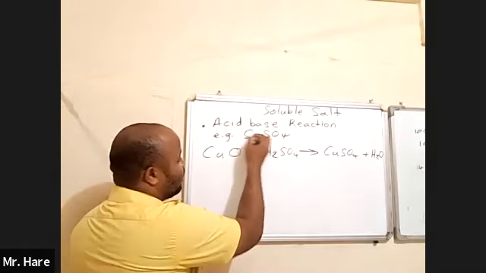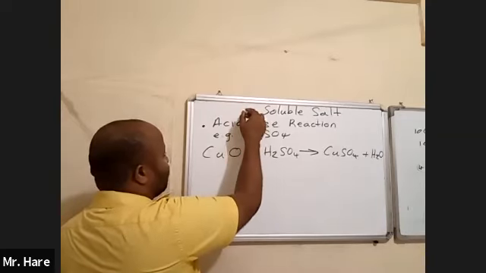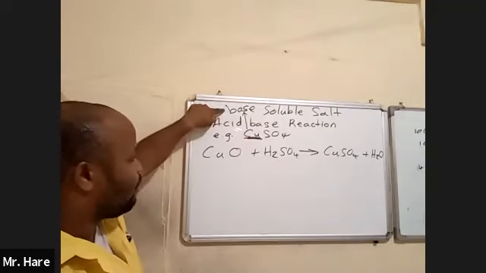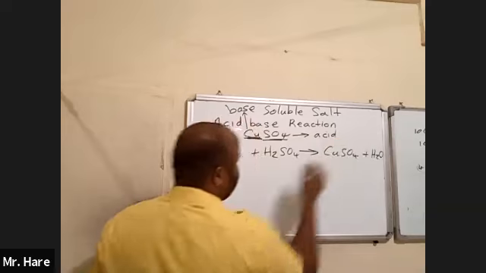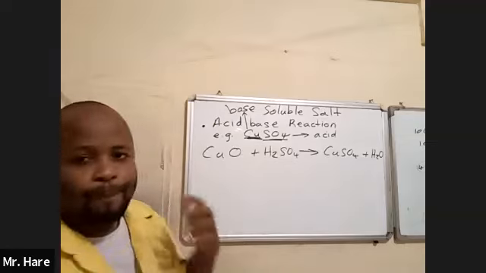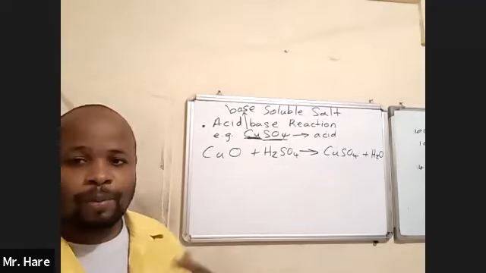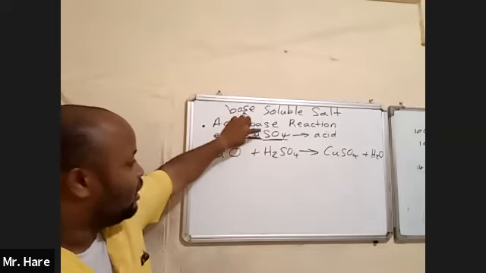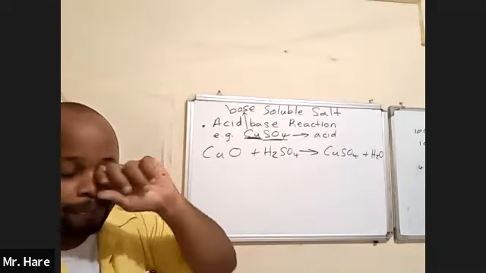The positive ion of the salt comes from the base, and the negative ion comes from the acid. So if you want to prepare copper sulfate, the copper is coming from the base. A base is the oxide of a metal. That is why we can use copper oxide. You can use copper hydroxide as well. Any base. The acid that contains the sulfate ion is sulfuric acid. Go ahead with the question.